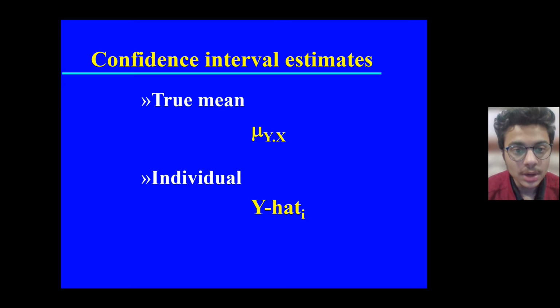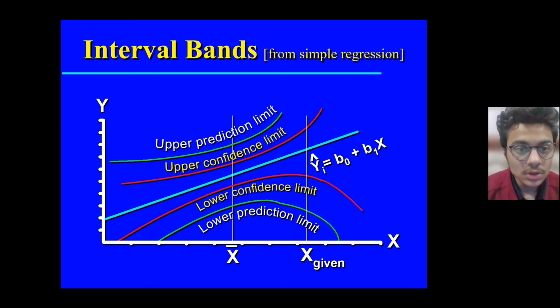Confidence interval estimate: true mean, individual, interval bands. This graph shows interval bands. The upper prediction limit and upper confidence limit: the above red line is the upper confidence limit, the above green line is the upper prediction limit, and likewise the lower confidence limit and lower prediction limit.